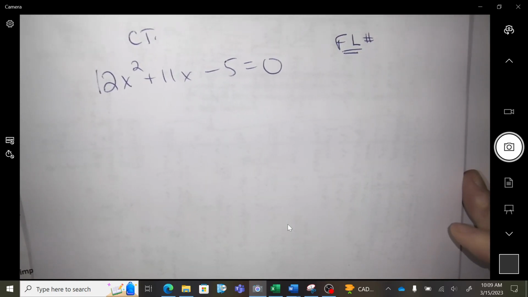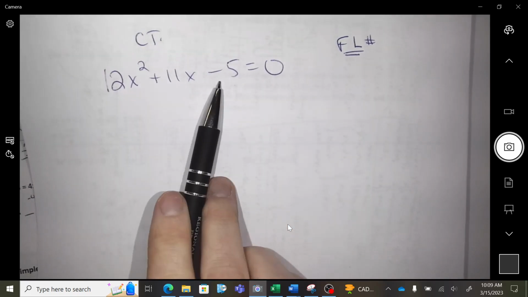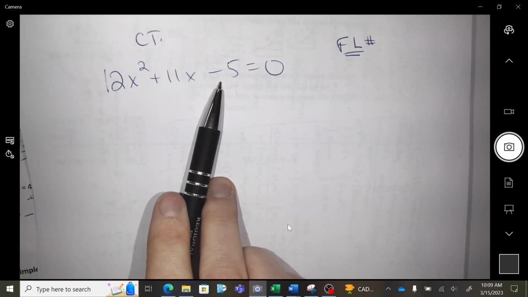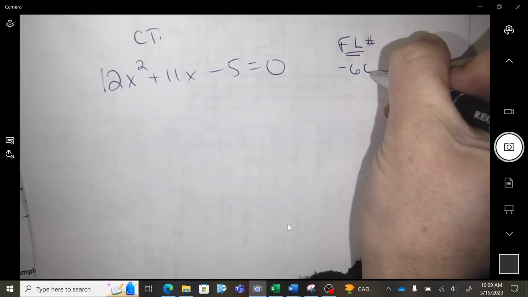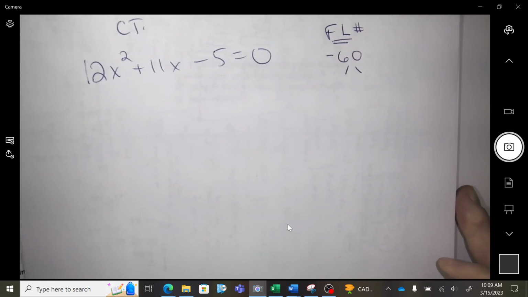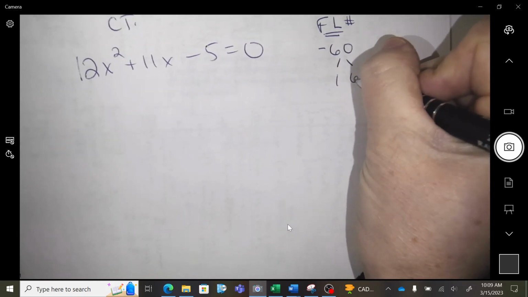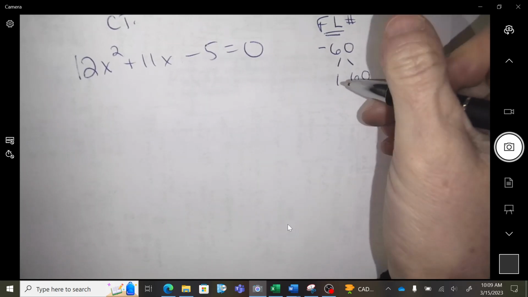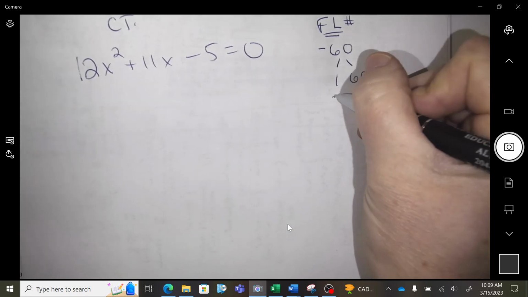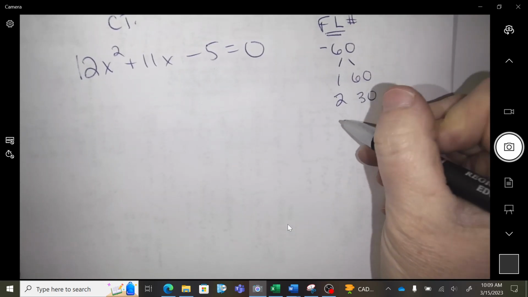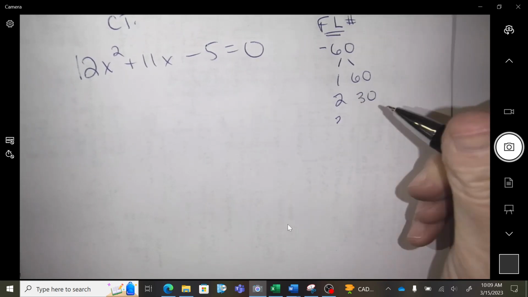So what do you think a FLU number means? First and last. So what is the first times the last number? Anybody know that value? Negative 60. Okay, now I'm going to say how could I make 60? So 1 times 60. What else? What's the next? Negative 30 and 2. 2 times 30. 10 and 6. Let's keep going in order though.